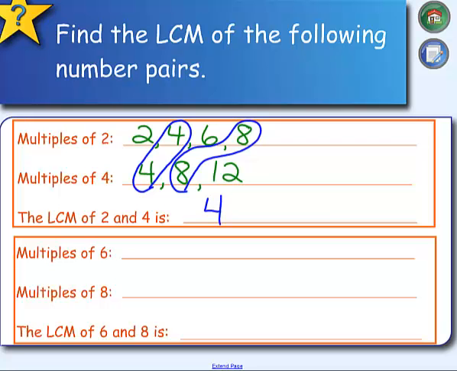Go ahead and pause the video and try the next one. List the multiples of 6, list the multiples of 8, and then try to find the least common multiple. When you return, I'll give you the answer.